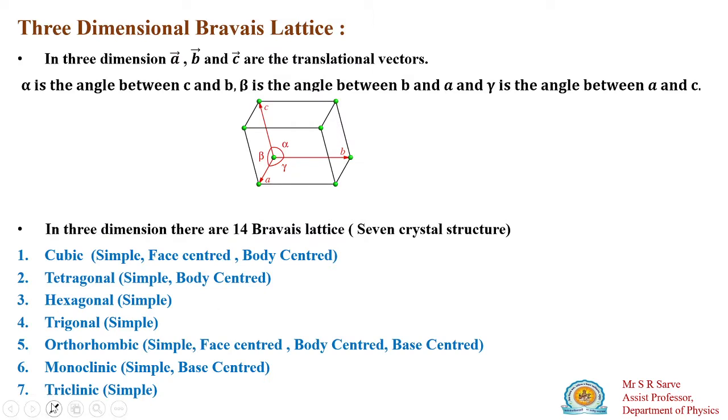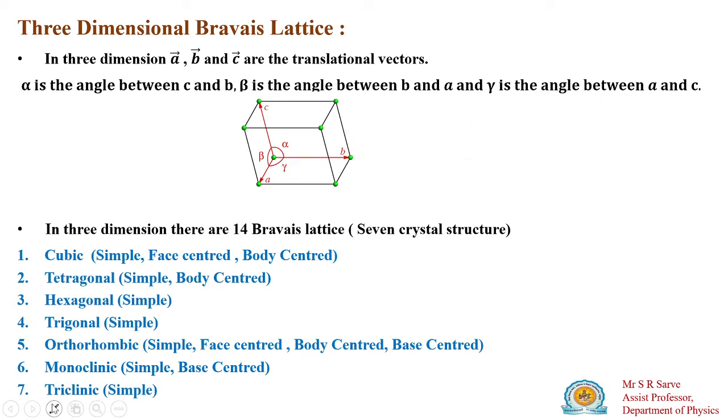In three dimensions, there are three translational vectors: a vector, b vector, and c vector. The a vector is a translational vector along one axis, the b vector is a translational vector along the second axis, and the c vector is a translational vector along the third axis. And there are angles as well. Alpha is the angle between c and b. Beta is the angle between b and a. And gamma is the angle between a and c.